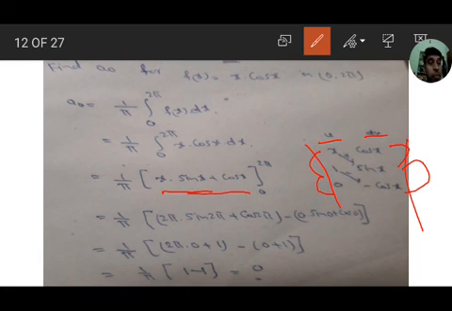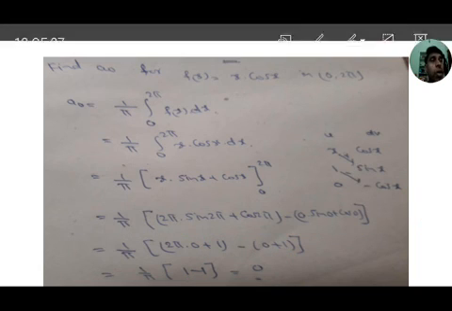First the upper limit: 1 by pi into 2 pi into sin 2 pi plus cos 2 pi, minus 0 into sin 0 plus cos 0. Sin 2 pi value is 0, so 2 pi into 0 gives total 0. Cos 2 pi value is 1, sin 0 into 0 value is 0, and cos 0 value is 1. Simplifying, 2 pi into 0 is 0. So 1 minus 1; 1 by pi into 1 minus 1 we get 0.